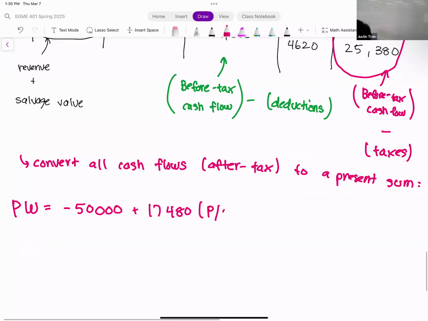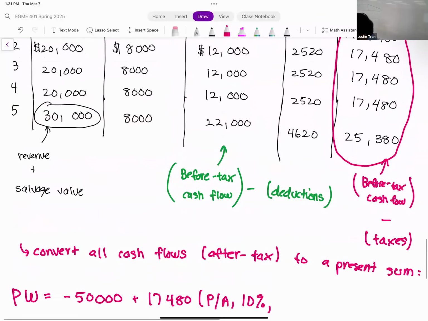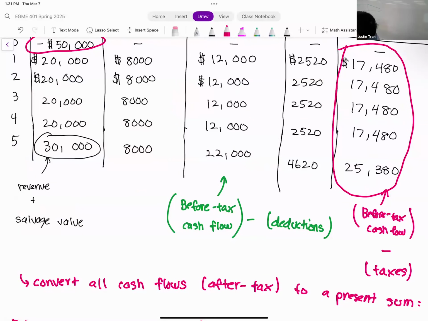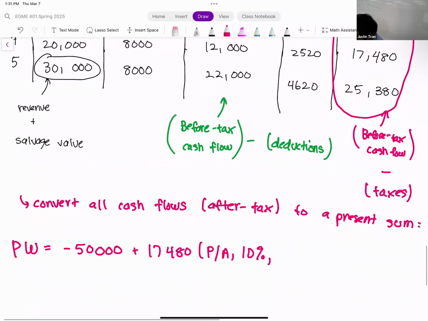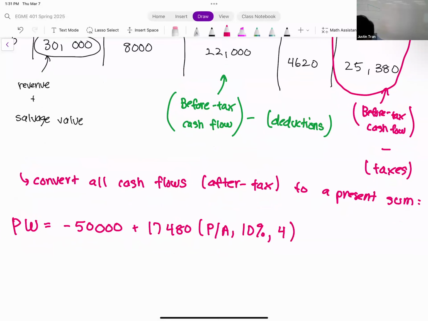So it's going to be multiplied by P over A. Our interest rate is still 10%. All right. So we have that income of 17,480 for 4 years, right? So years 1, 2, 3, and 4. Year 5 here is different, and so I'm going to treat that a little bit differently. And so for this P over A, I'm only going to do it for 4 years.